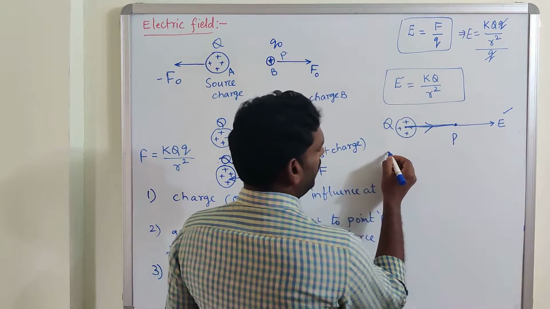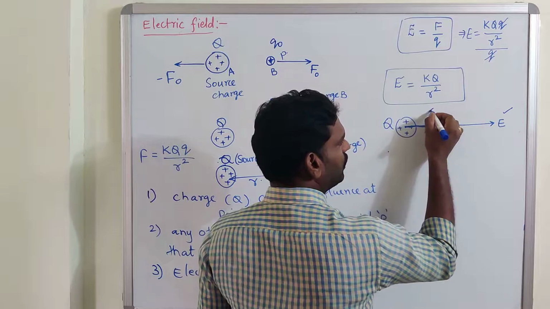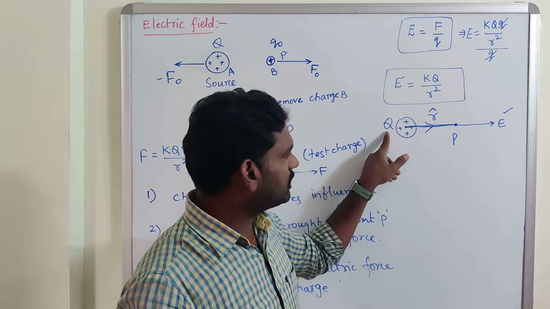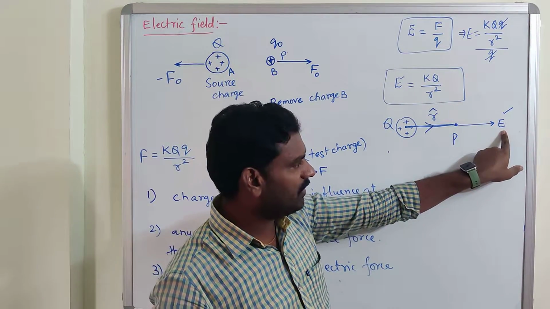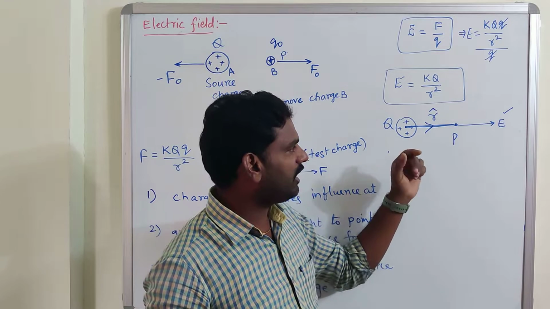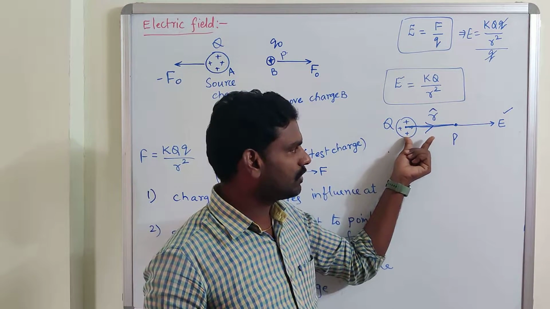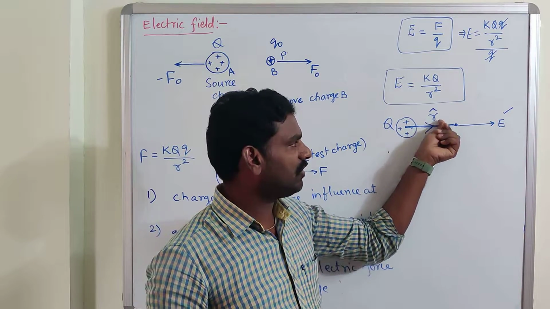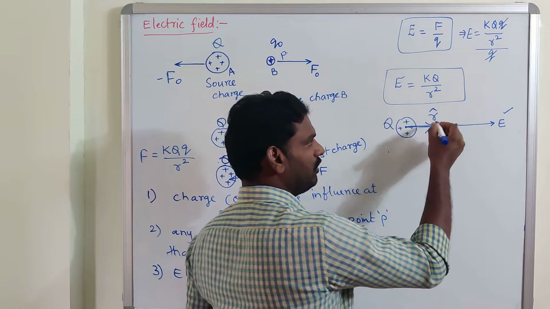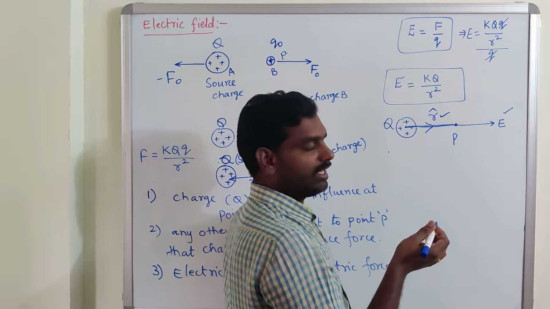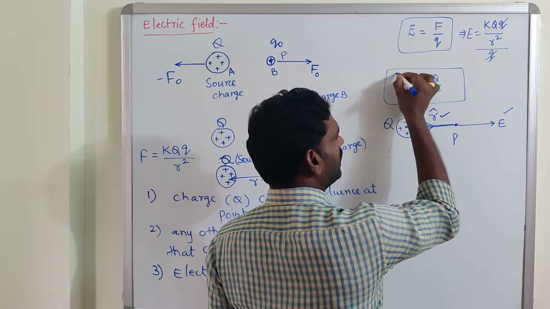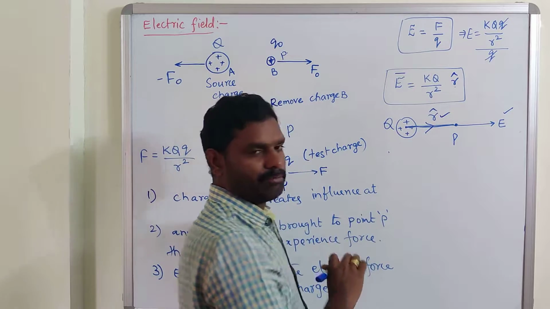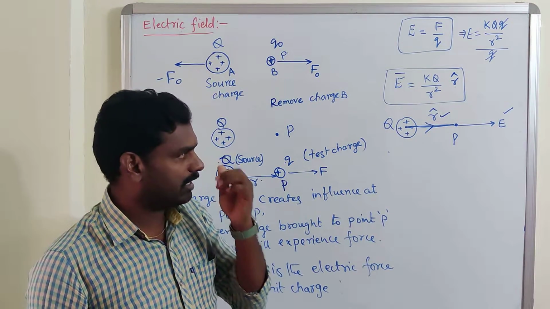Okay, so the electric field is in the direction of the unit vector. If the source charge is positive, the direction of electric field will be along the line that joins source charge and point P. So this is the direction of the unit vector, which gives us the direction. Electric field is a vector quantity which has magnitude and direction. Direction is given by unit vector r cap.